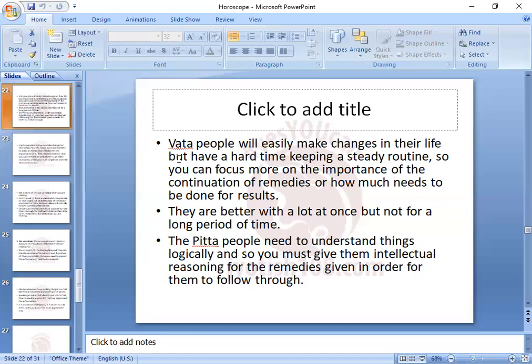The Pitta people need to understand things logically, and so you must give them intellectual reasoning for the remedies given in order for them to follow through. So, if you are recommending remedies to people with a dominant Pitta constitution, then you must explain why those remedies are being given. Or if your luck is good, they will actually themselves ask you why these remedies are being given. And then you have to explain them so that they start doing those remedies. Pitta people will not do remedies on face value. Just because you are saying them to do remedies, they will not do it. They have to be given a proper reasoning with a proper understanding of those remedies.